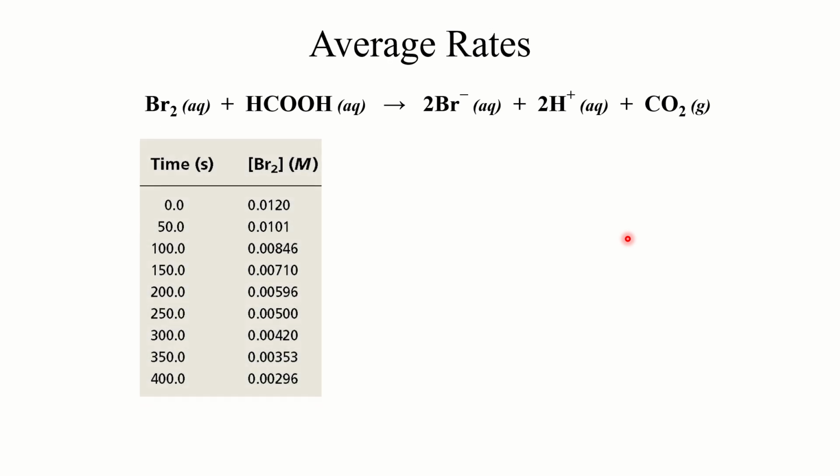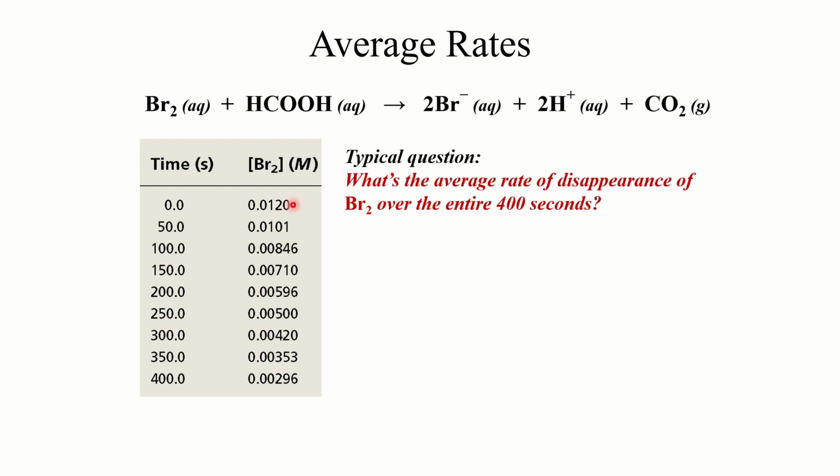All right, now let's look at some actual data here, and let's think about average rates. Suppose I ran that reaction and I monitored it every 50 seconds. At time 0, we have a bromine concentration of 0.0120 molar. And then we record data every 50 seconds. We can see that the concentration of the bromine is decreasing over time. So a typical question you may be asked is, what's the average rate of disappearance of Br2 over the entire 400 seconds?